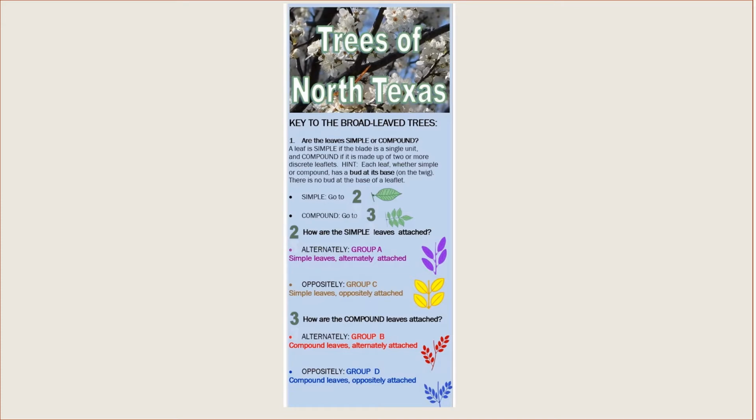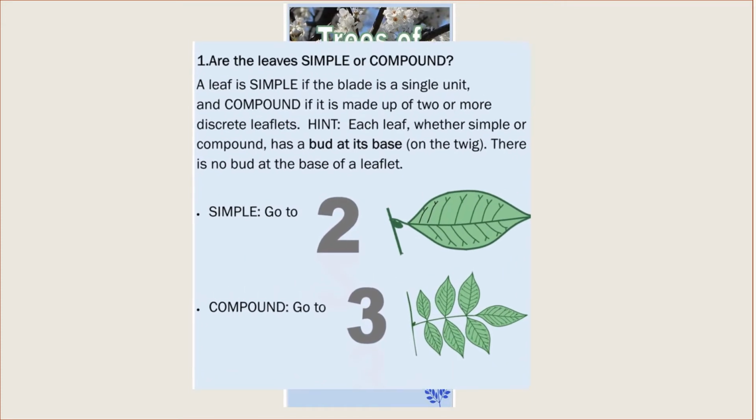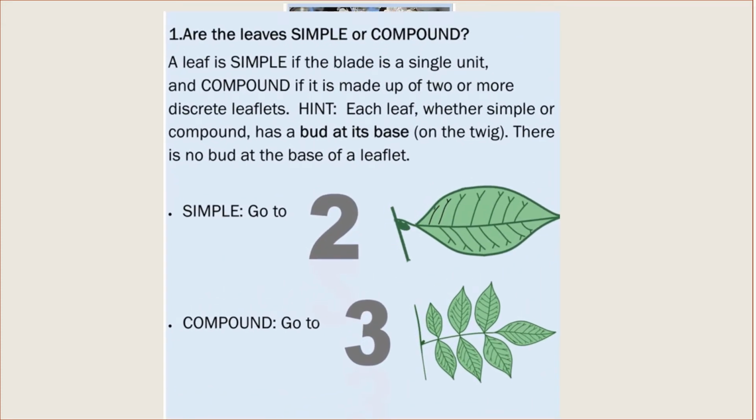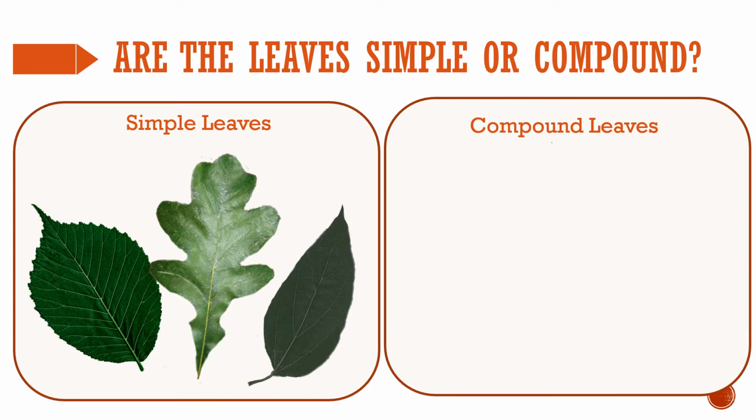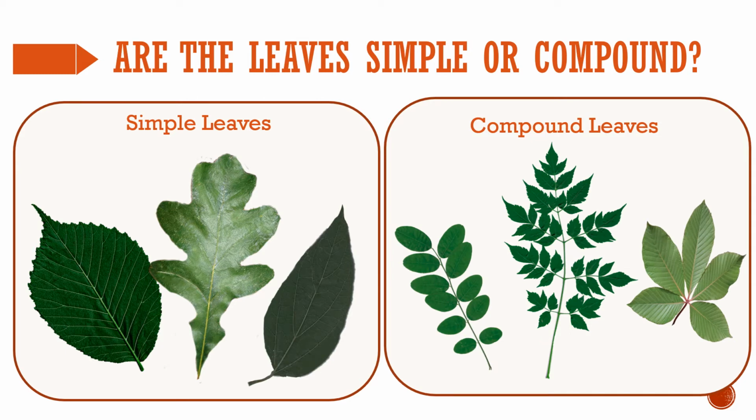So as we look at the front of our brochure, we see that our very first question is, are the leaves simple or compound? We are going to spend a few minutes talking about this question because this is a thing that beginners do get stuck on sometimes. A simple leaf is one that is made up of one piece, each one growing from the twig. A compound leaf is a leaf that is made up of more than one piece, multiple leaf-like parts.